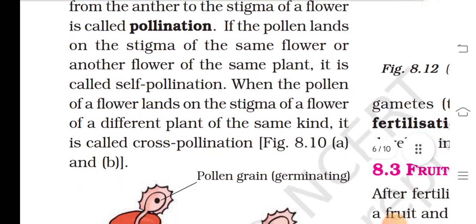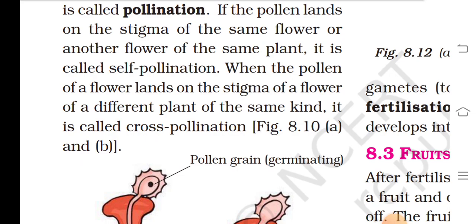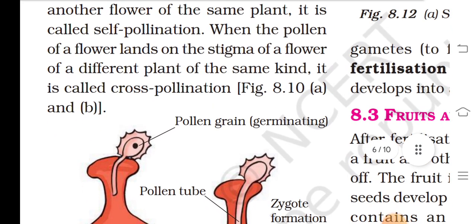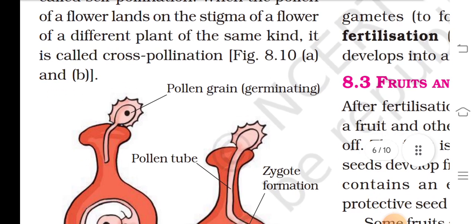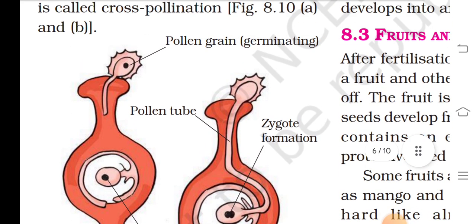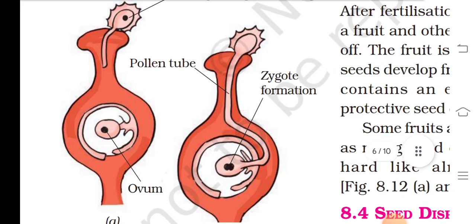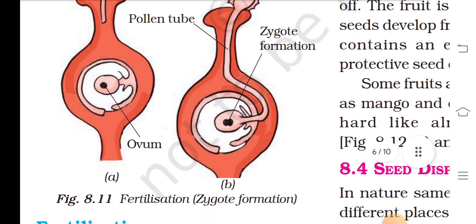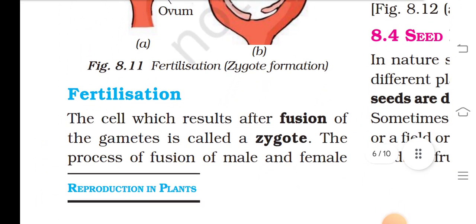If the pollen lands on the stigma of the same flower or another flower of the same plant, it is called self-pollination. When the pollen of a flower lands on the stigma of a flower of a different plant of the same kind, it is called cross-pollination. Pollen grain germinating, pollen tube, ovule, fertilization, zygote formation. The cell which results after fusion of gametes is called a zygote.